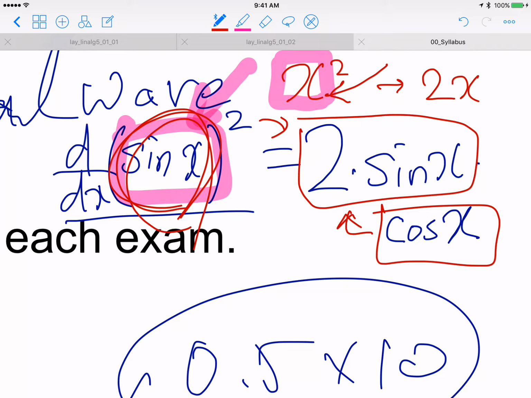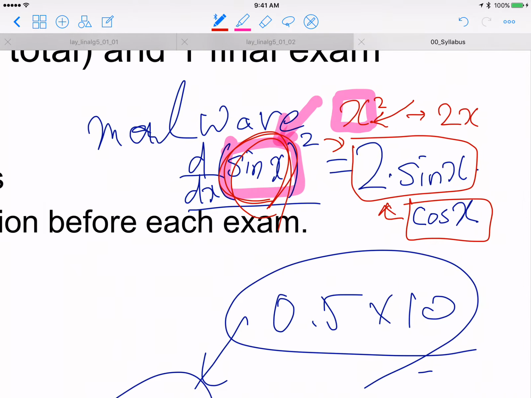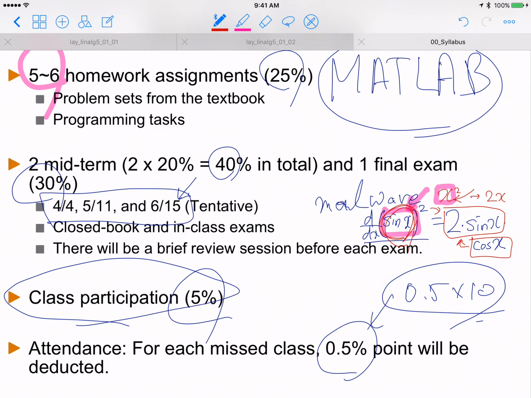But anyways, this is called the chain rule, and this is the key and main component in creating or developing the AlphaGo algorithm or other neural network algorithms.